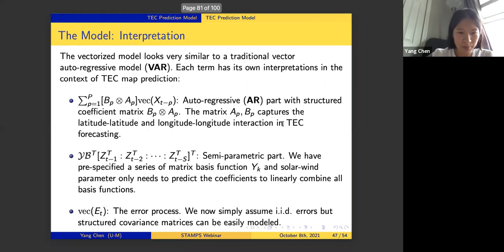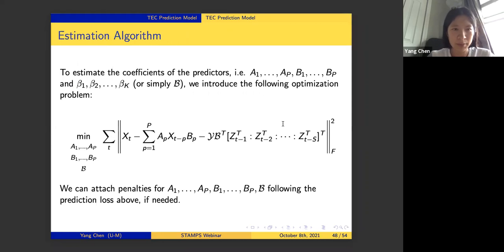So I'll skip this interpretation term and then talk briefly about the estimation algorithm. Essentially, we are still thinking about using an L2 loss function because we're assuming the noise term to be Gaussian, homogeneous Gaussian in that sense. And still, we want to iteratively update A, B, and the beta factors here.